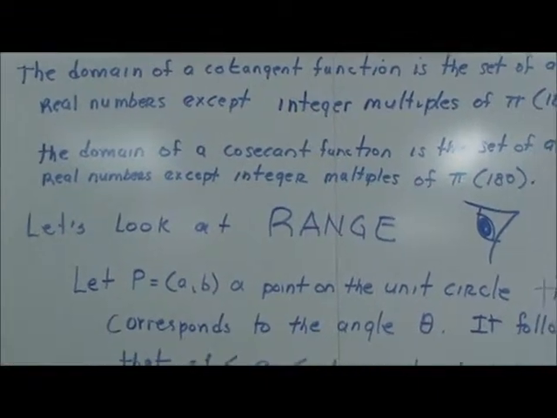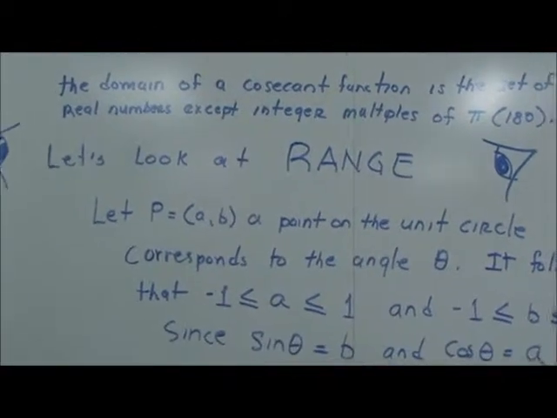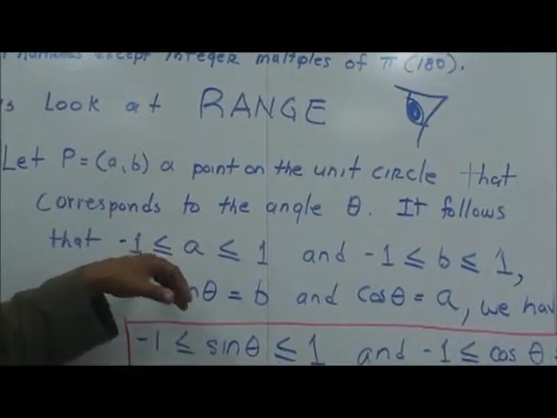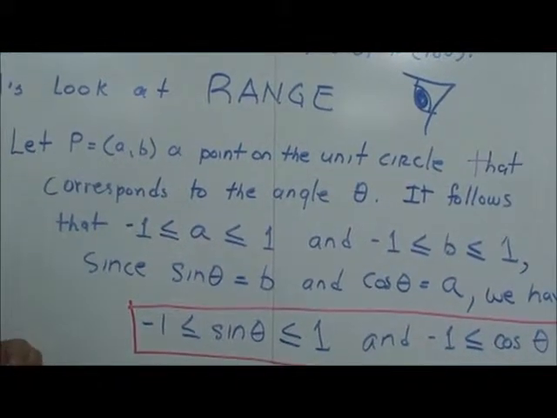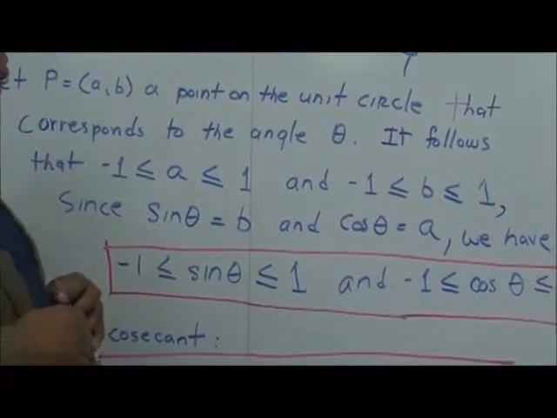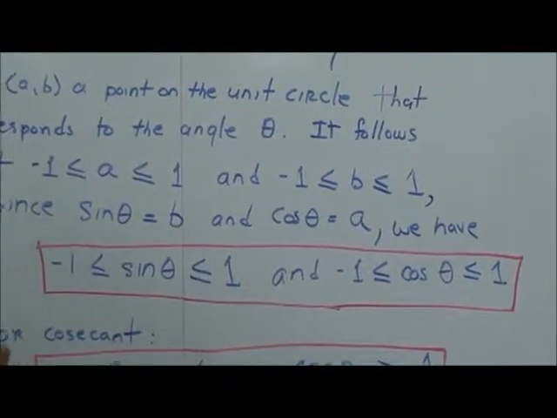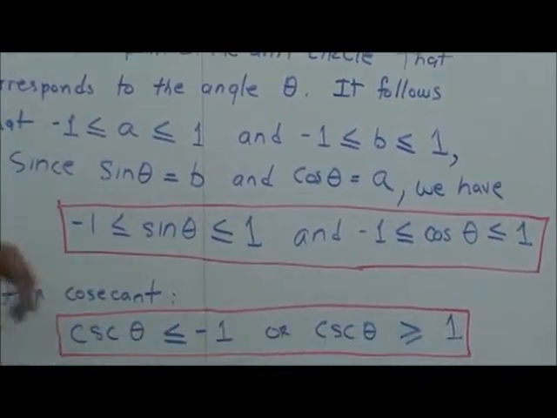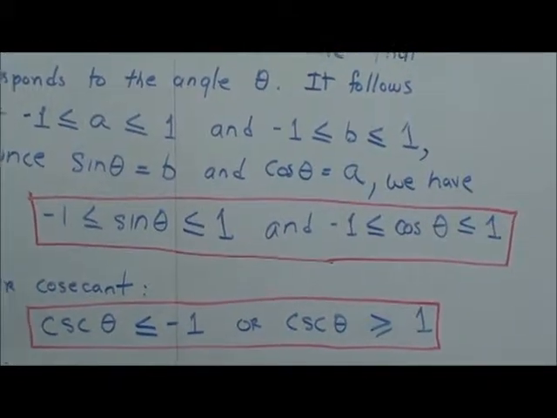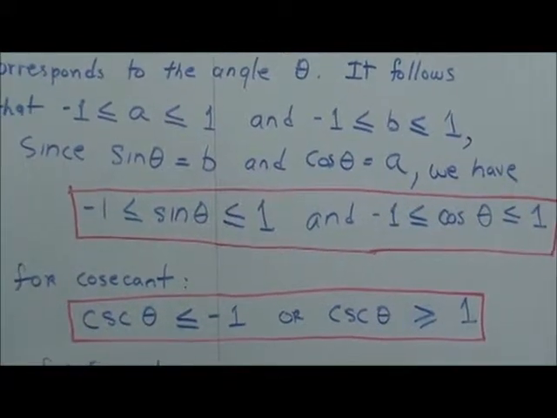Let P equal to AB, some point on the unit circle that corresponds to the angle theta, and it follows that -1 less than or equal to A less than or equal to 1, and -1 less than or equal to B less than or equal to what? 1. And since sine theta is equal to B and cosine theta is equal to A, we have -1 less than or equal to sine theta less than or equal to 1, and -1 less than or equal to cosine theta less than or equal to 1.